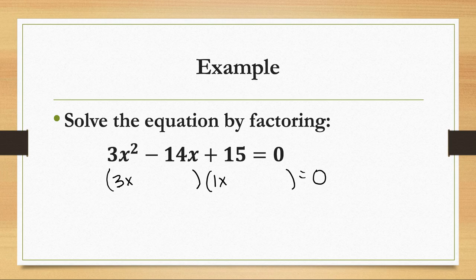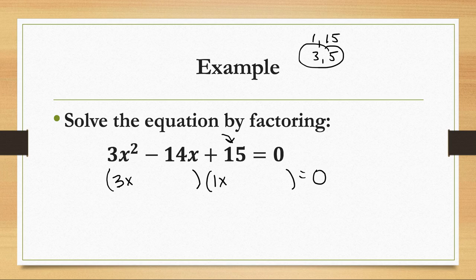So now let's look at the last terms. We're looking at this 15, and we want to think about ways that we can make two numbers multiply together to give you 15. So we can do 1 times 15. We can do 3 times 5. And at this point, it becomes a little bit of a trial and error type situation. So I'm going to pick a number. I'm going to go with the 3 and the 5, and I'm just going to plug it in and see what I get.